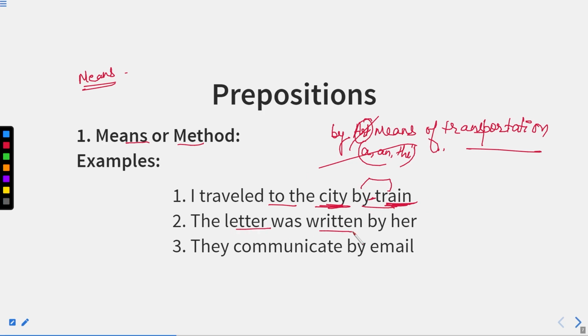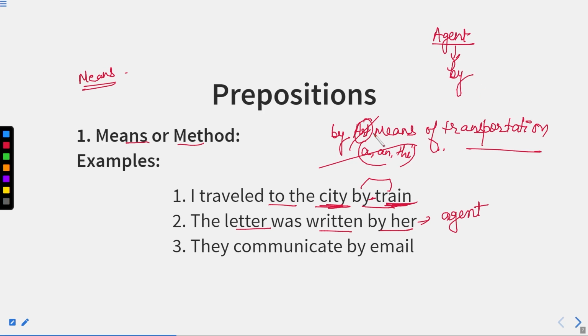The letter was written by her. So it is showing the agent. Generally, we do it in passive voice sentences. As I have told you earlier as well, whenever some work is done by someone else, that person is known as the agent, and to show that particular agent, we use preposition by. Normally, we use this in passive sentences.